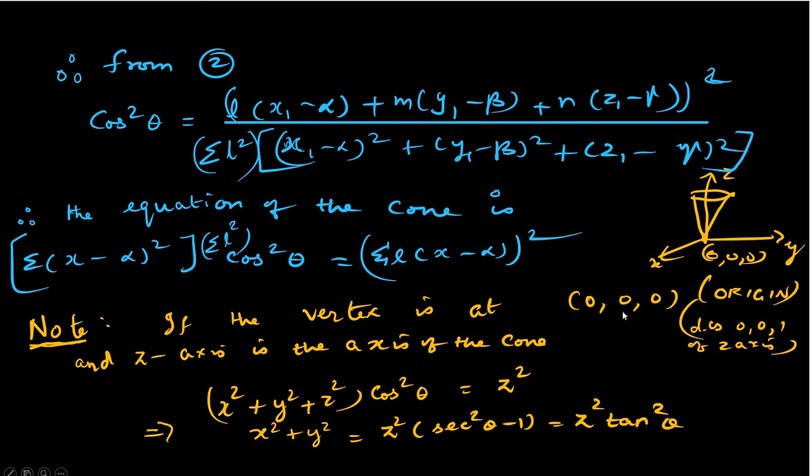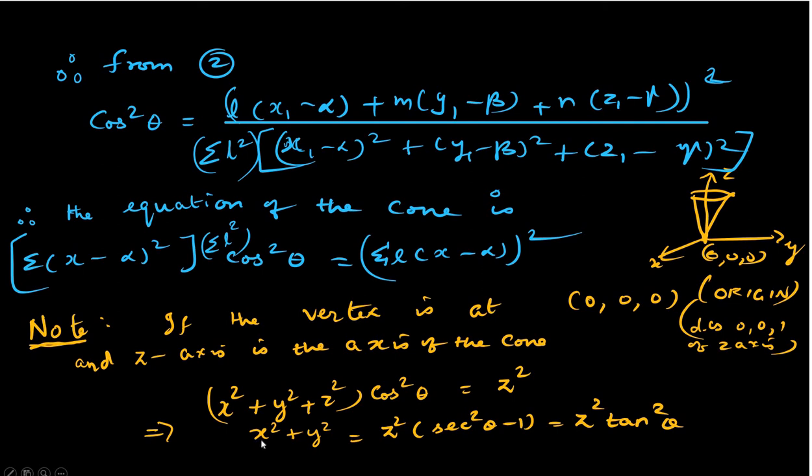If the vertex is at the origin and the z-axis is the axis of the cone, then LMN becomes 0 0 1, the DCs. So this becomes 1, and x minus alpha the whole square becomes just x square, summation x square. So x square plus y square plus z square times cos square theta. Here LMN are 0 0 1, so the other terms are 0 and only z remains. So we have z square.